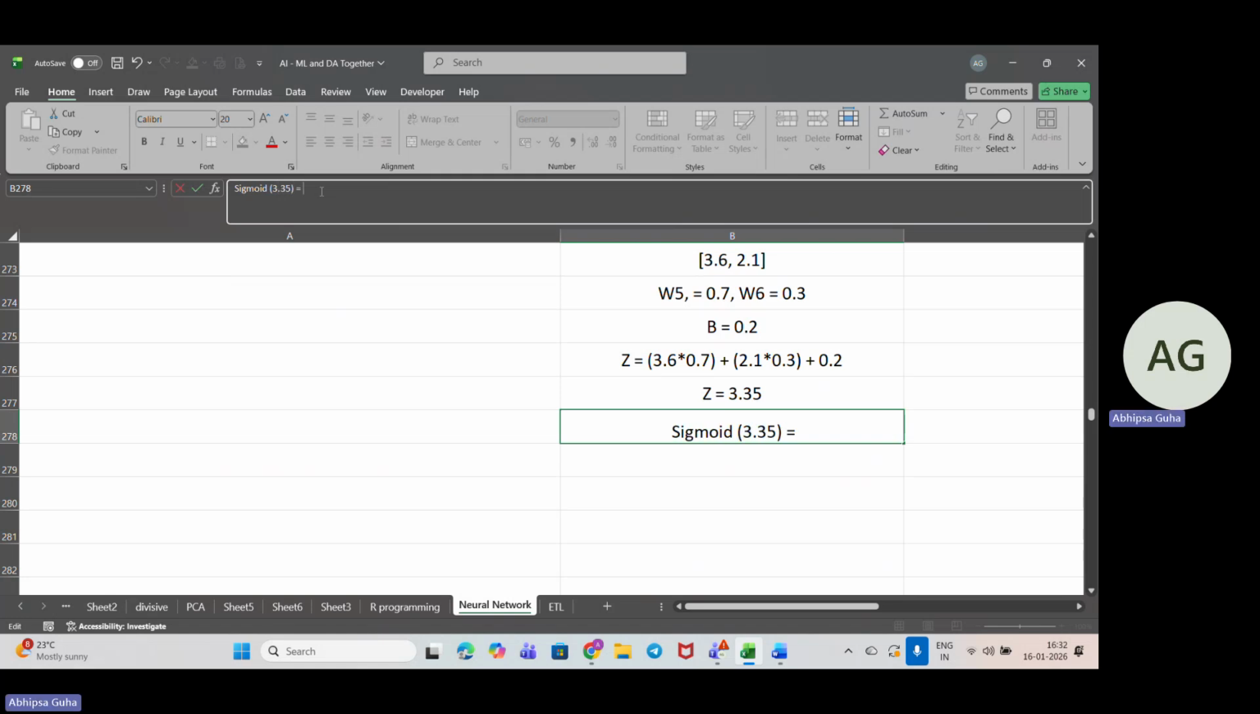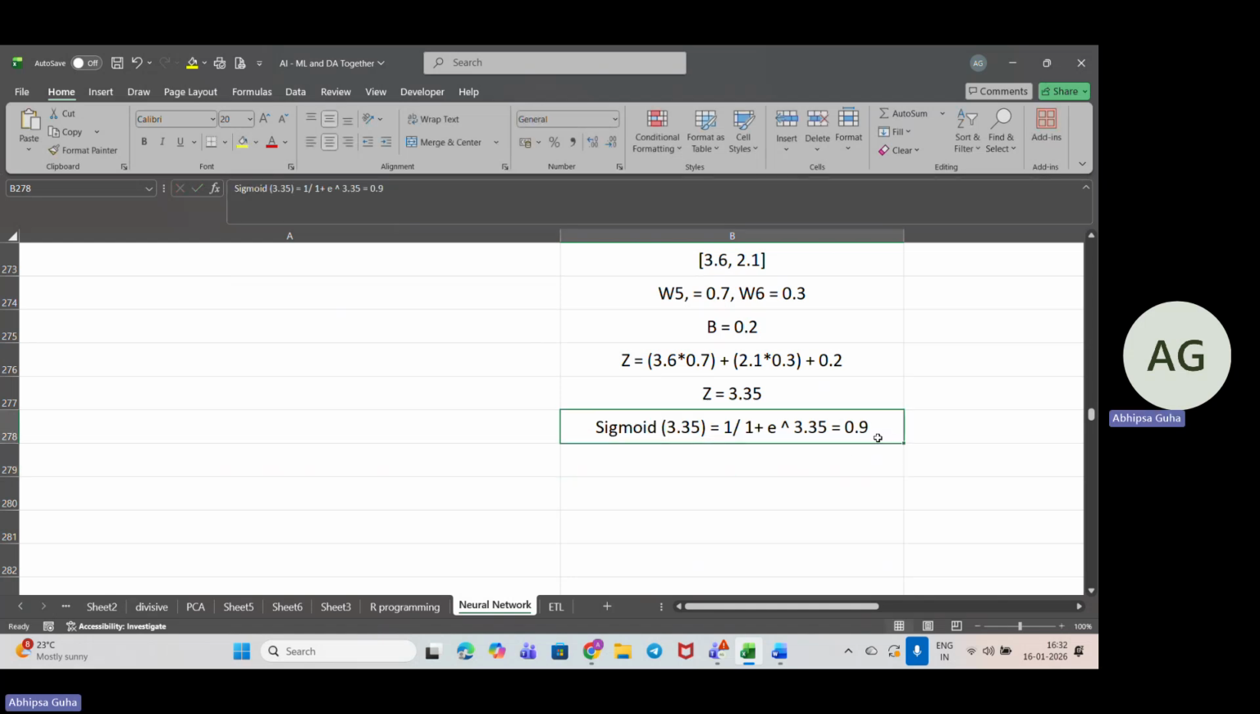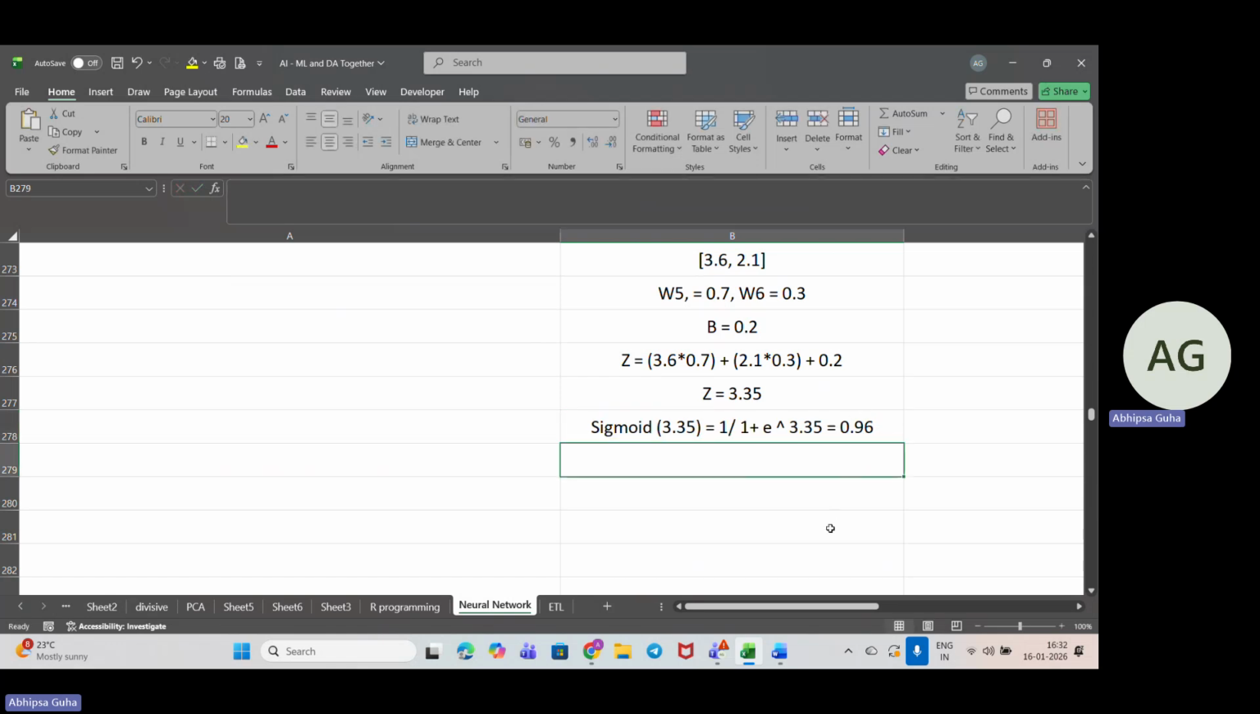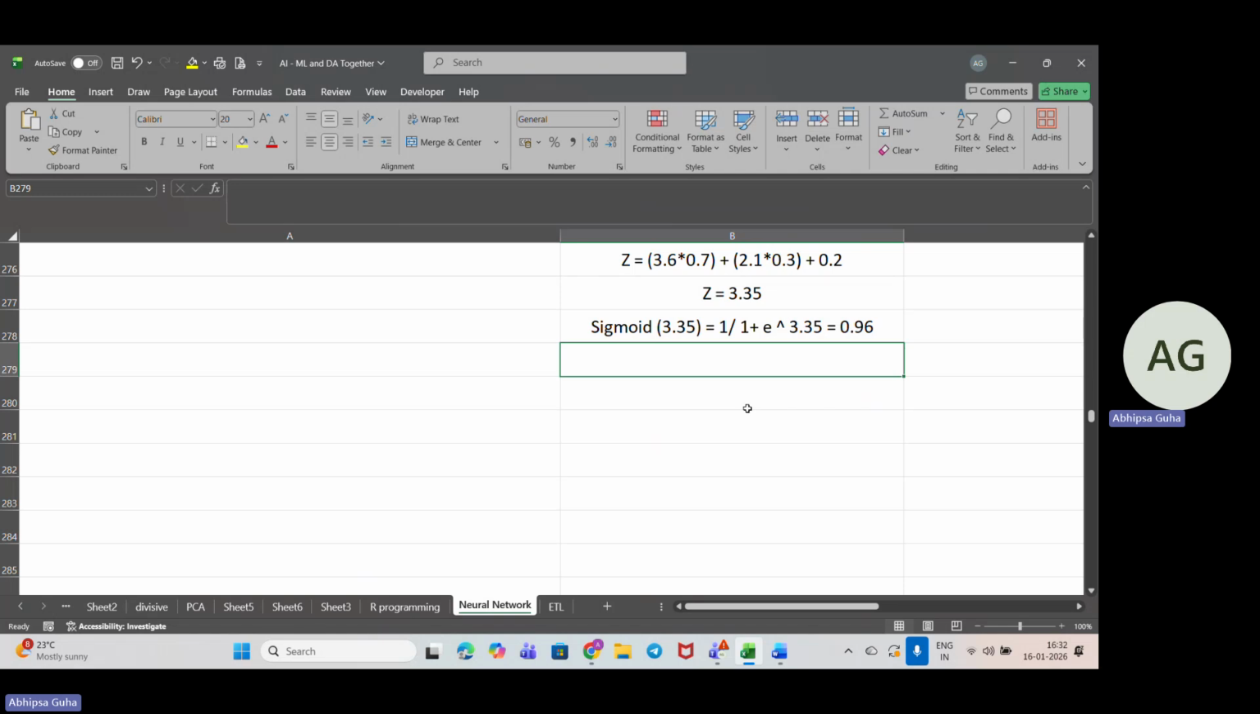Okay. Now, basically here, what is the thing? It is 1 by 1 plus e to the power of minus 3.35. Okay. So I'll get the value around 0.9 something, max to max. Okay. So we'll get the value around 0.9, maybe 0.96, like that. So that means there is a 96% chance of the student getting passed. 96% chance to get passed.